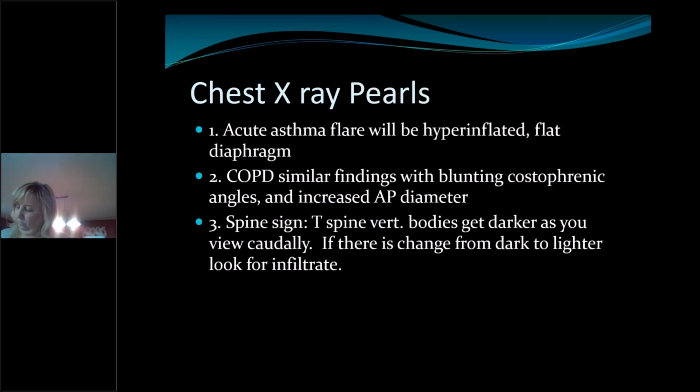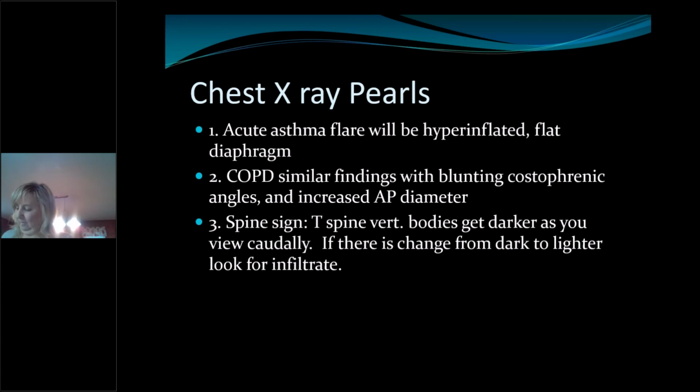When we talk about asthma flares, there's going to be a lot of hyperinflation and flattening of the diaphragm, and I'll show you the differences between that and COPD. COPDers are going to have hyperinflation as well, but they'll have blunting of the costophrenic angles, and they'll have that marked increased AP diameter, kind of that typical barrel chest appearance. So if the fact that they come in paying their copay with the Marlboro miles isn't enough of a signal, these are some of the other things that you may see in folks that are COPD exacerbation versus acute asthma flare exacerbation.